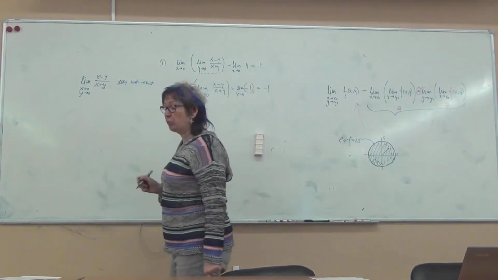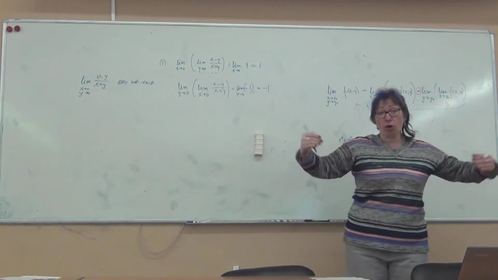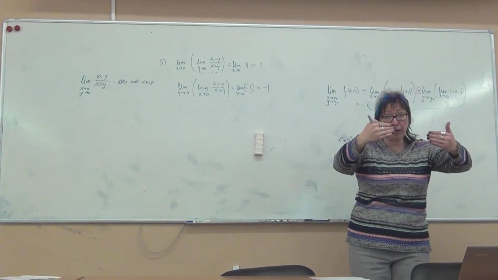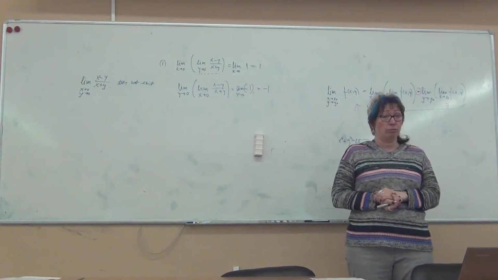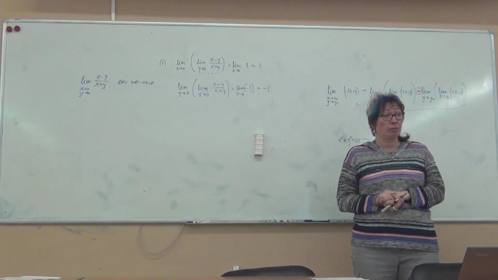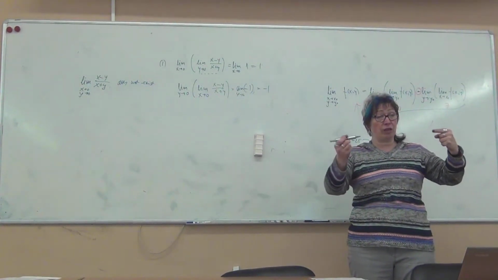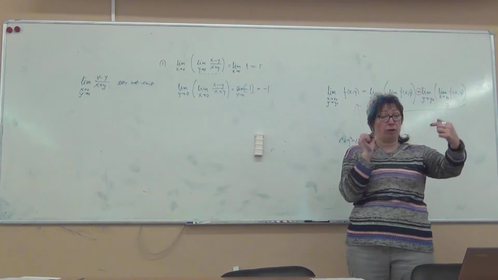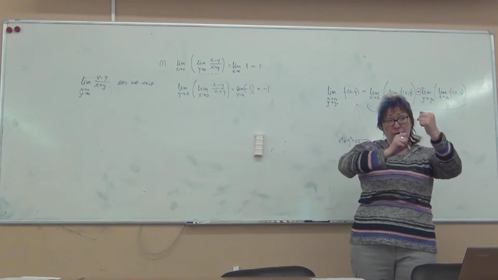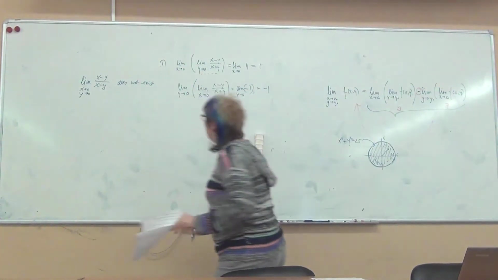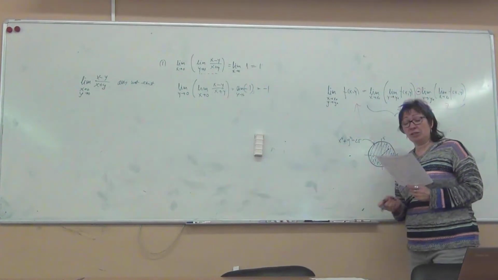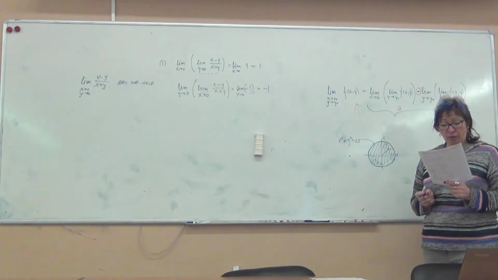It does not exist because these two limits, if I go at that point this way or if I go at that point that way, are different. They are not the same. So if I move like this, I tend to 1, and if I move like this, I tend to minus 1. That's already clear that this limit does not exist.